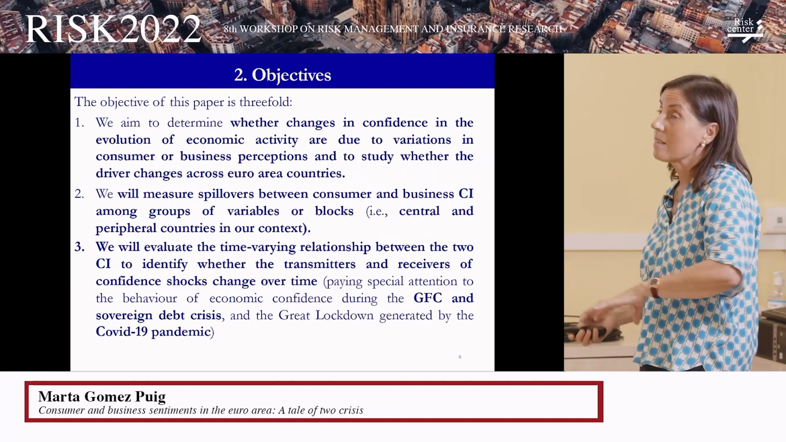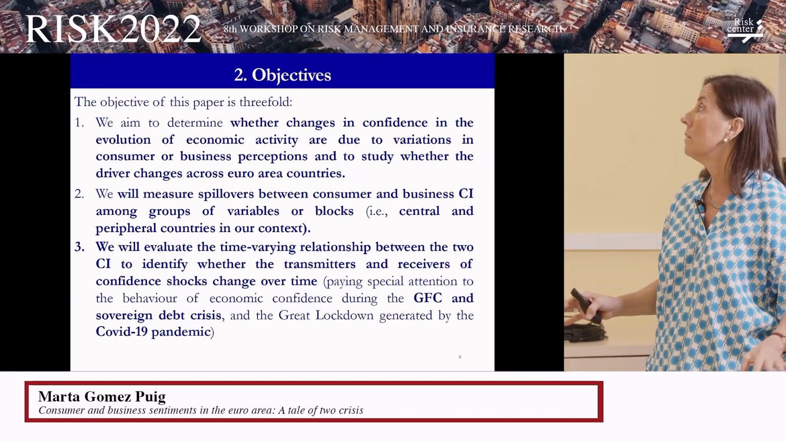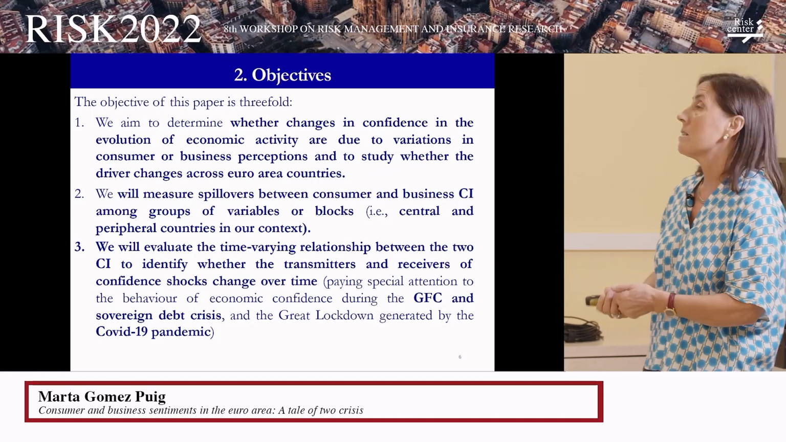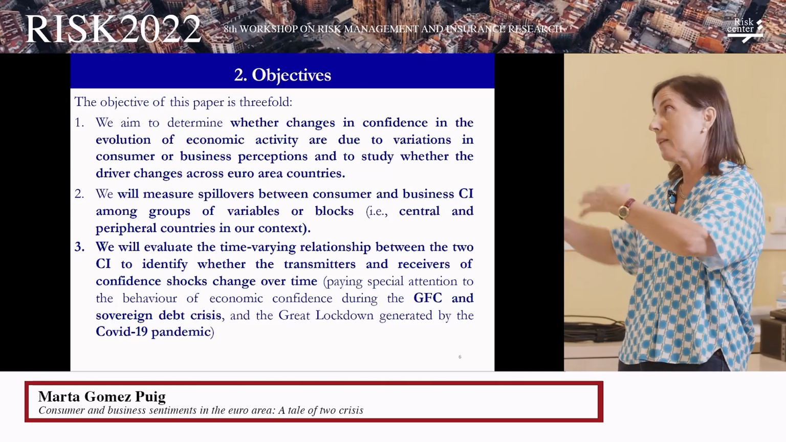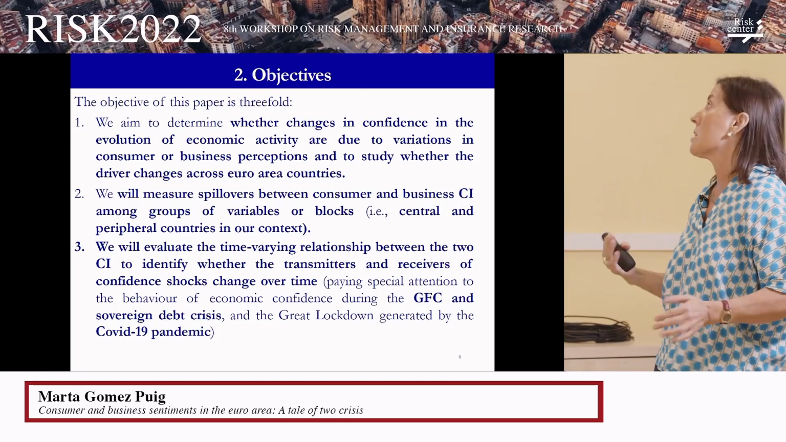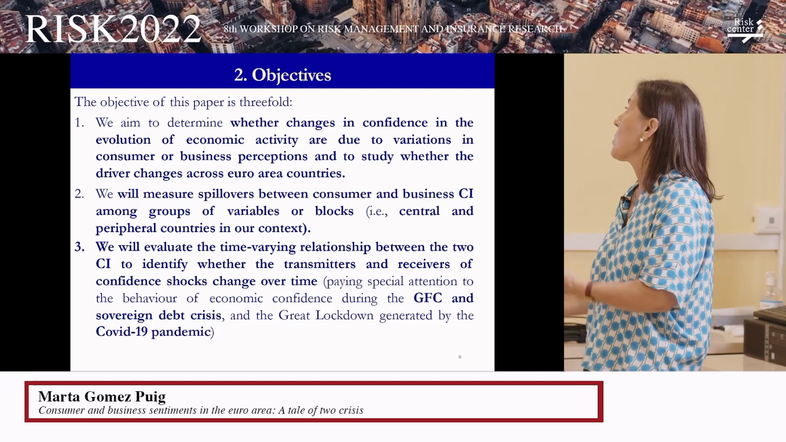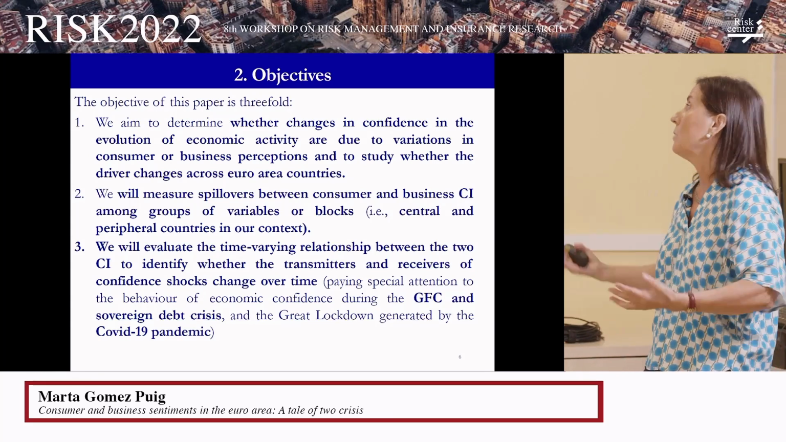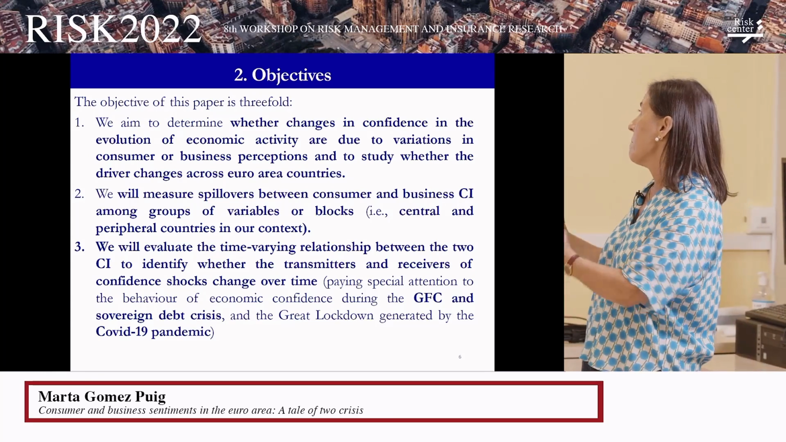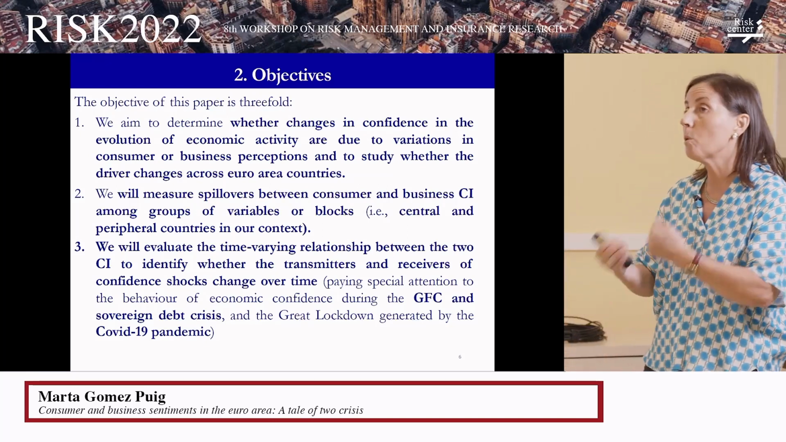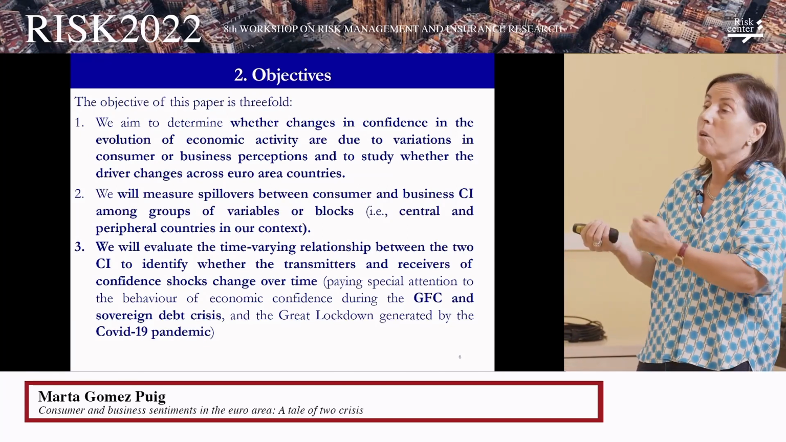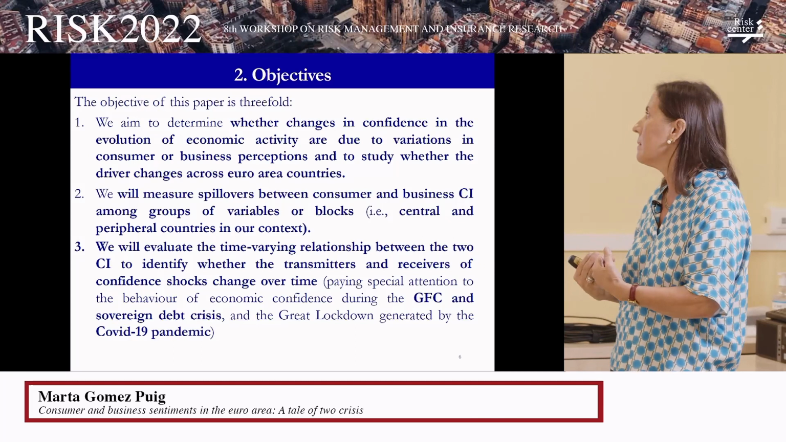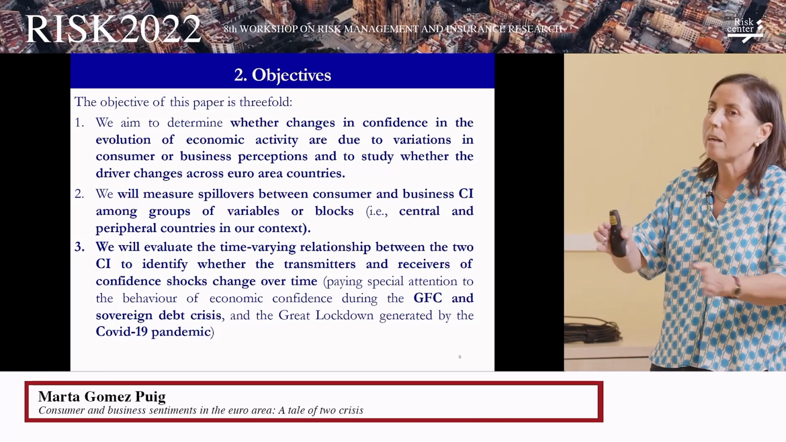So in this context, the objective of this paper is threefold. First, we aim to determine whether changes in confidence in the evolution of the economic activity are due to variations or changes in consumer or business perspectives, and to study whether the driver changes across euro area countries. Second, we will try to measure spillovers between consumer and business confidence indicators amongst groups of variables or blocks. In our case, our sample encompasses euro area countries, so the blocks will be central and peripheral countries.